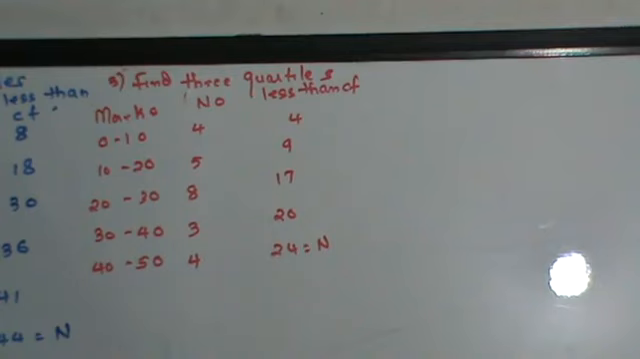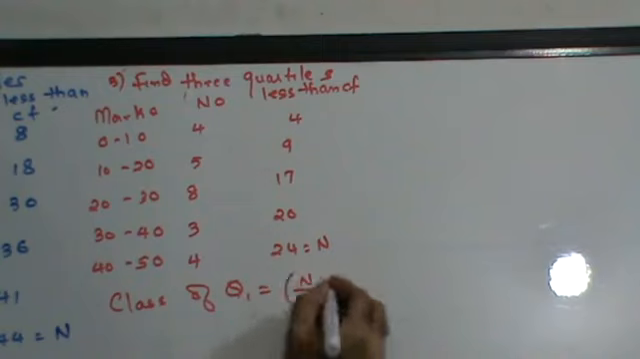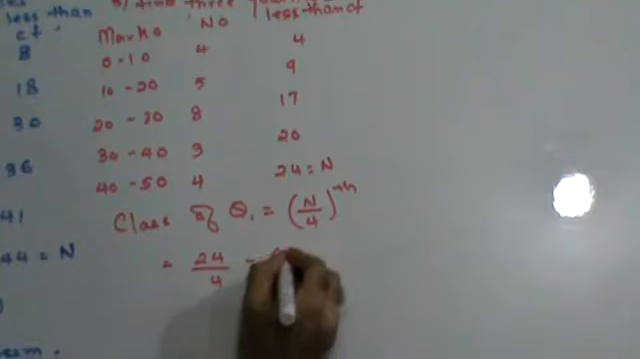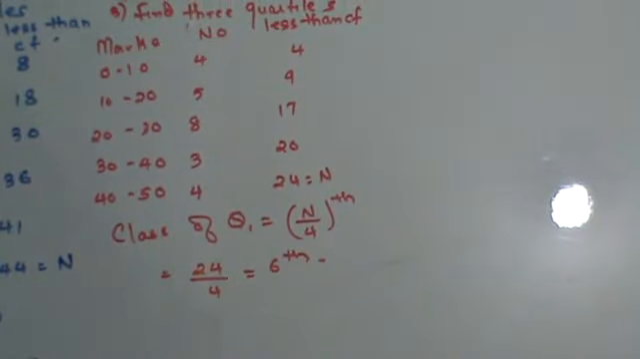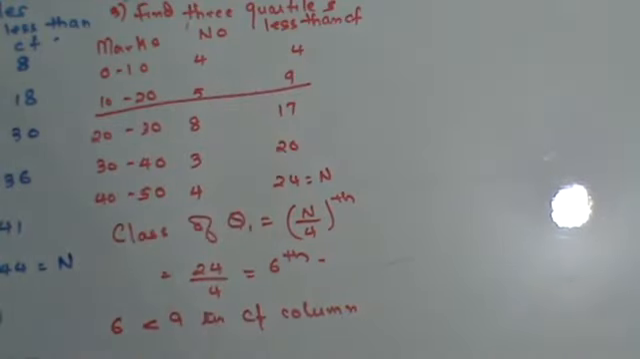Now you have to find the 3 quartiles. When class intervals are given, first you have to find the class in which the quartile will exist. So you have to find the class of Q1. The class of Q1 is given by the n by 4th term. So that's 24 by 4, that is the 6th term. Then check 6 is less than which number in the CF column? 6 is less than 9 in the CF column.